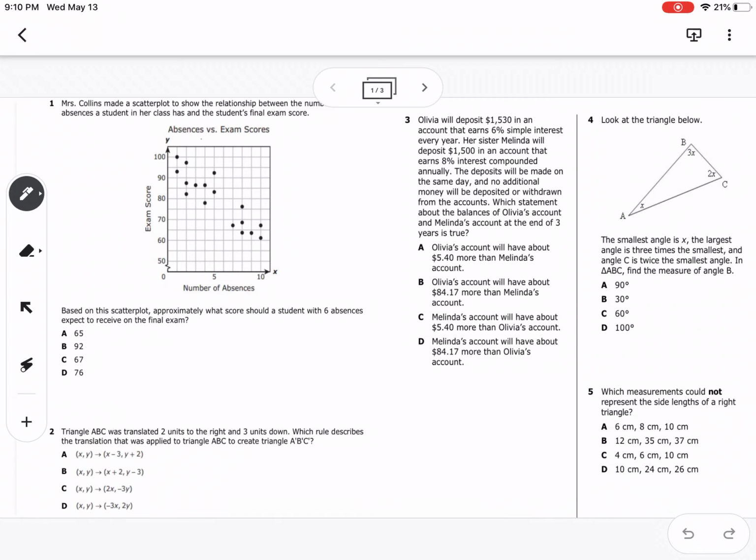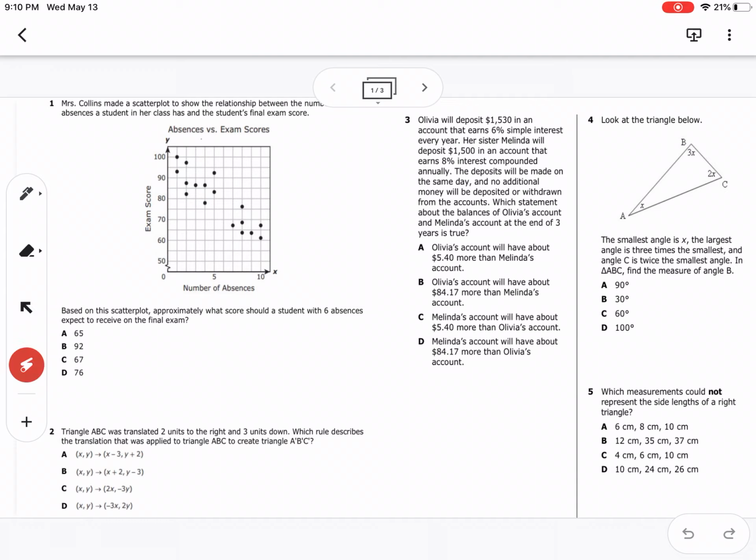Hello again. All right, so this one we're going over y'all's CBA. I'm going to try to get through this quickly. There's 10 questions. I'm just going to go over all of it with you so y'all know exactly how to work everything out. Starting with number 1.